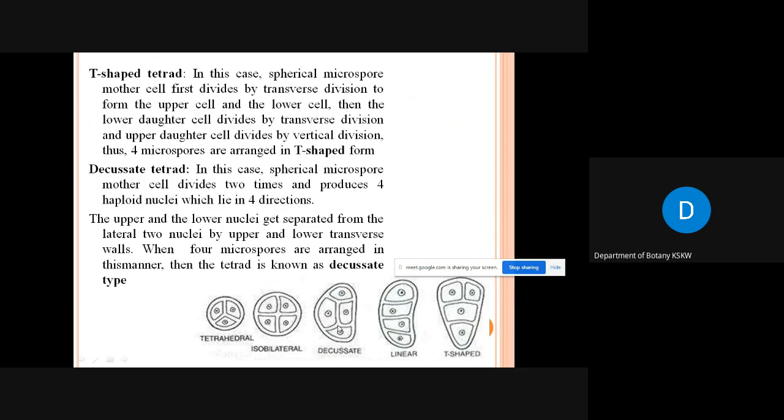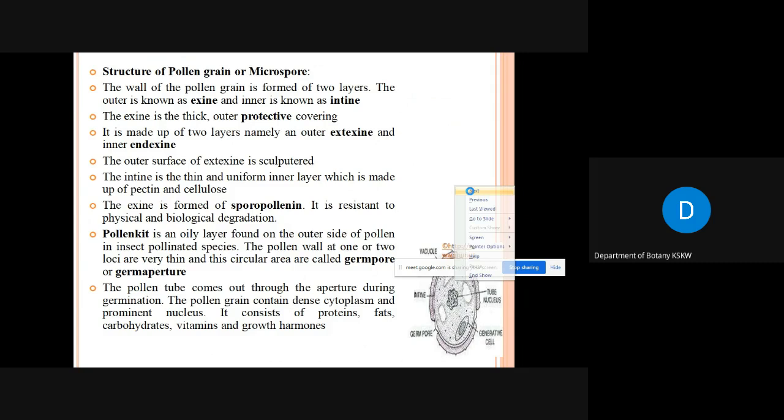Decussate. So the arrangement is very similar to decussate leaves. In decussate, 2 are there and the other 2 are at right angle to the first 2. So these 2 and these 2 are exactly at right angle. Then linear, which are arranged in a single line, whereas T-shaped has 1, 2 and 2 above, resembling the capital letter T of the English alphabet.